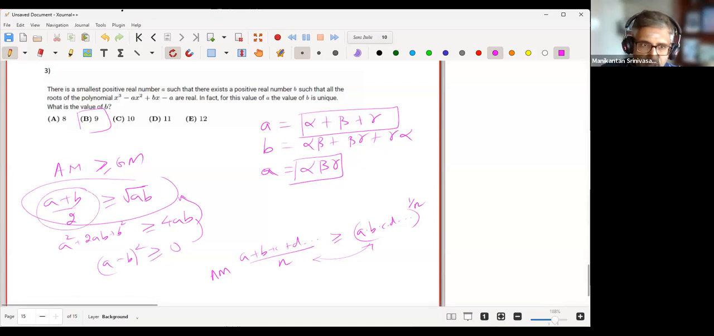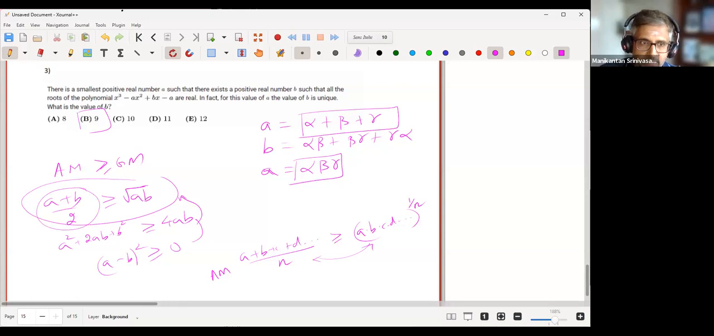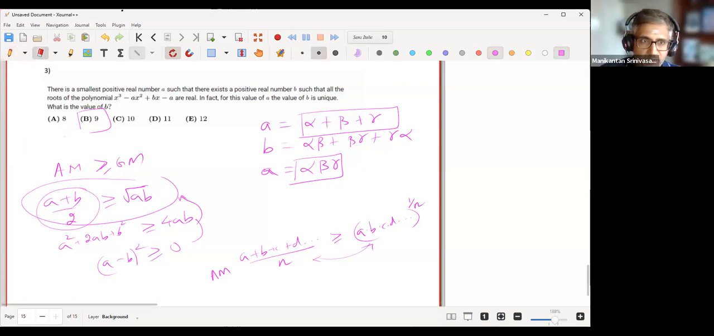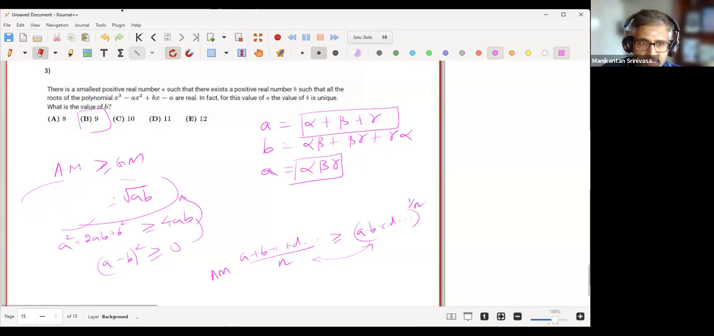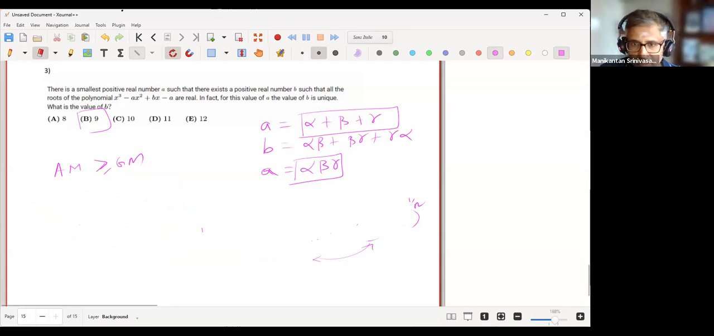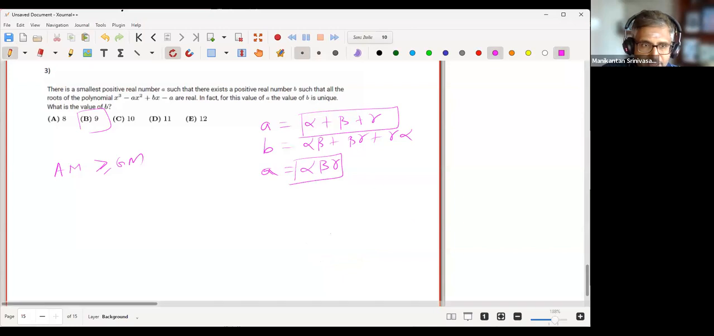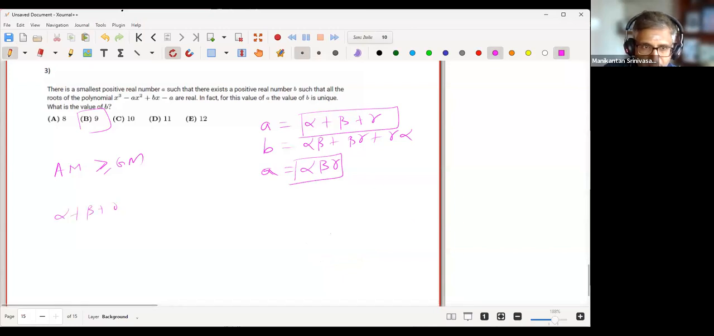For example, if the two numbers were both A and A, then the arithmetic mean is (A plus A) by 2, and the geometric mean is the square root of A square, which is A. Again, all positive numbers. Similarly, even for n numbers, the equality holds only when all the numbers are the same. So that's what she's doing in this case. She's observing that alpha plus beta plus gamma is here and alpha beta gamma is here. So she's saying (alpha plus beta plus gamma) by 3 must be greater than or equal to (alpha beta gamma) power 1 by 3. That's a very important step.